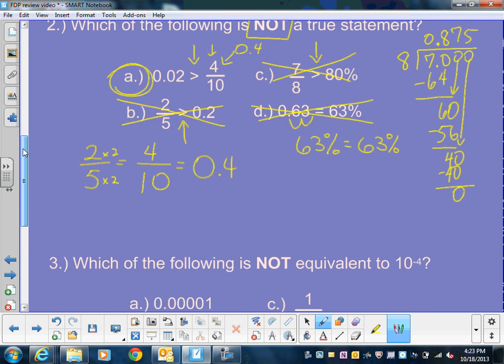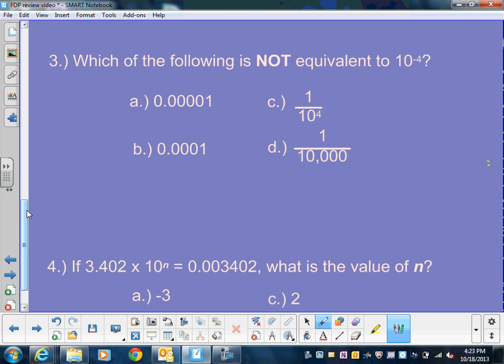Let's move on to some powers of 10. In question 3, we're being asked which of the following answer choices is not equivalent to 10 to the negative fourth. Let's start with the negative exponent. If you remember from our discussion about negative exponents, the negative exponent actually drops both our base and our exponent to the denominator, meaning that 10 to the negative fourth is equivalent to 1 over 10 to the fourth. This answer choice C is correct, meaning that it's incorrect for our particular question.